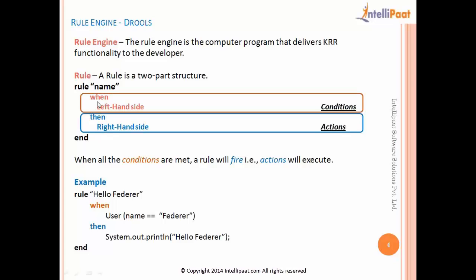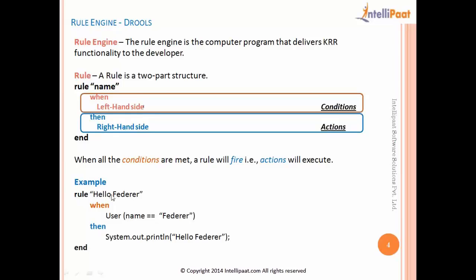And the quotations around the name are not required if the name has no space. If you have a space, then yes, quotations are required. Otherwise, this is the basic structure, the when part and the then part. So what it says is, you can have more than one condition on the left hand side, and if all the conditions on the left hand side are met, then the right hand side part will execute. When all the conditions are met, a rule will fire and actions will execute. This rule will be fired if these conditions are met.